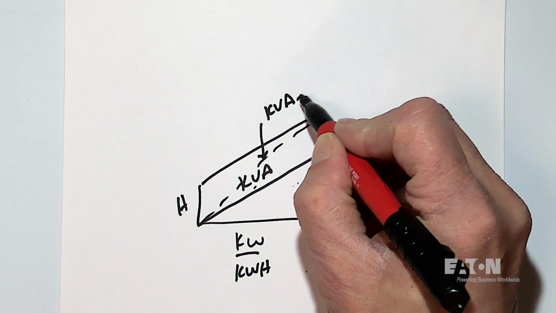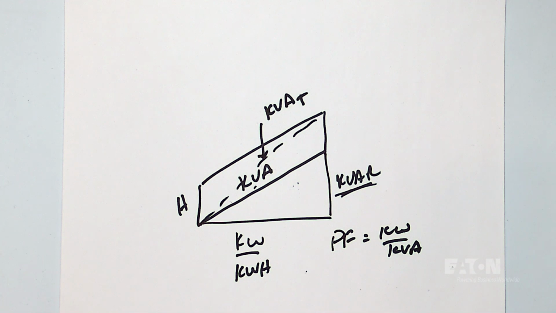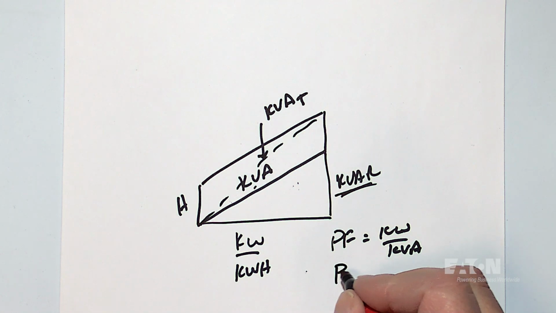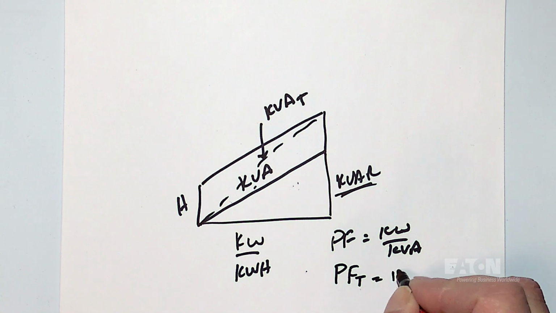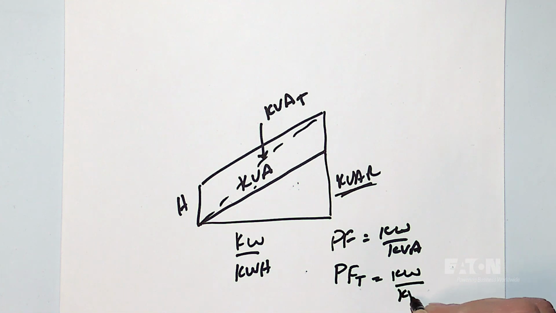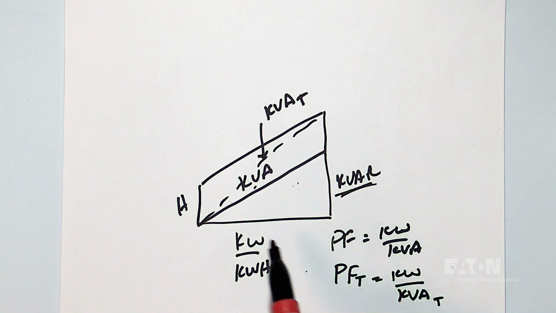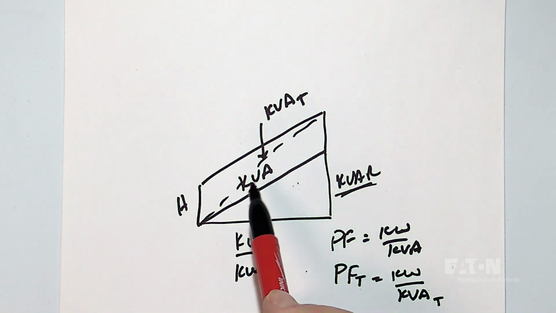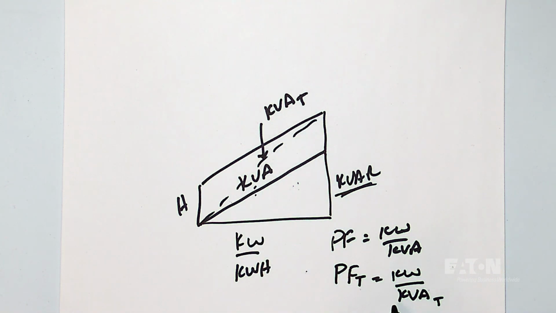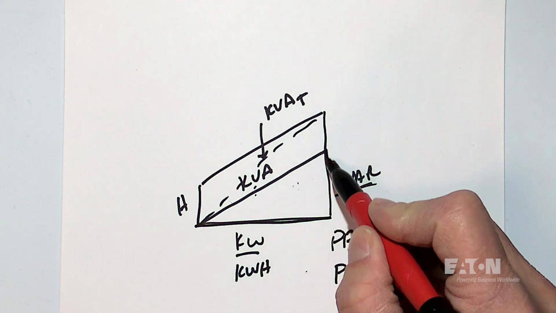kVA total. Okay? So if we're affecting kVA total, how does that affect our power factor? Our power factor total is kilowatts divided by kVA total. And as you can see, since kVA total is bigger than this other kVA, our power factor goes down. But I'll reinforce the fact that utilities bill on this power triangle.